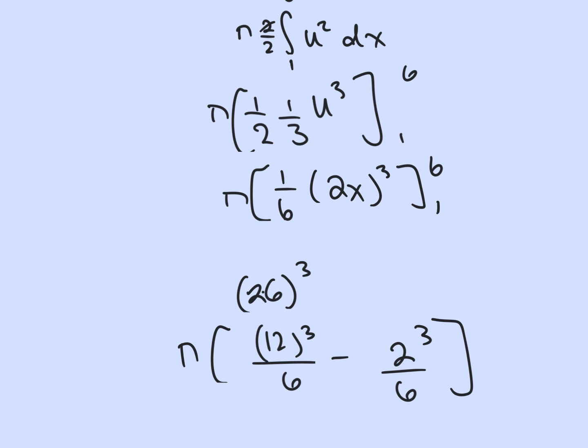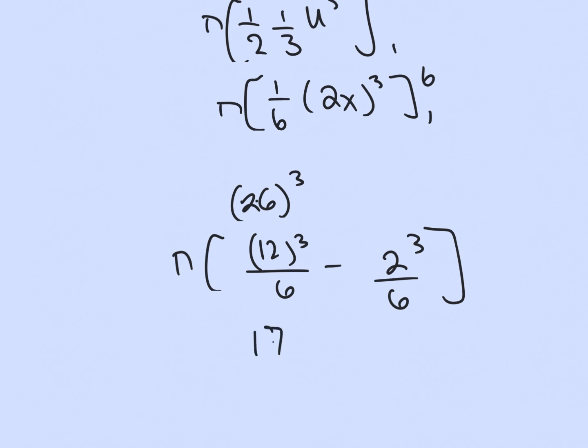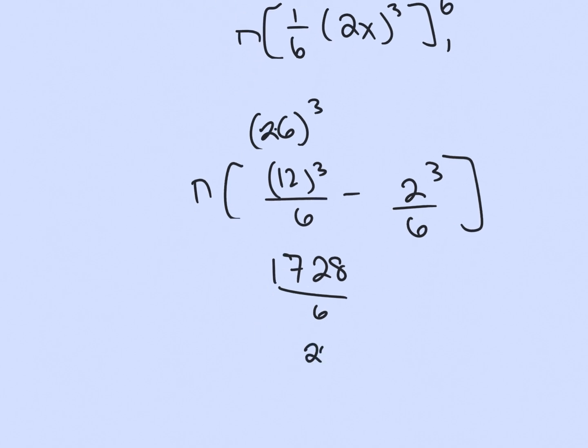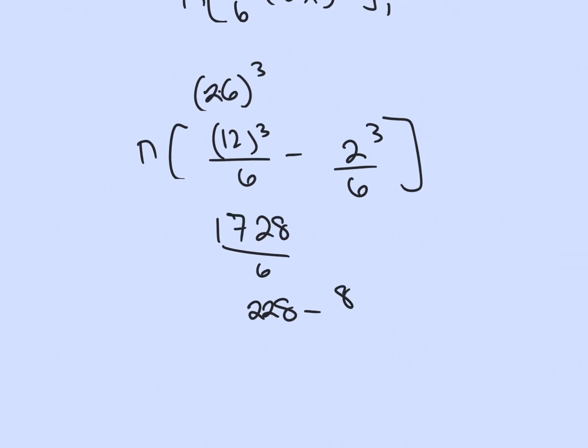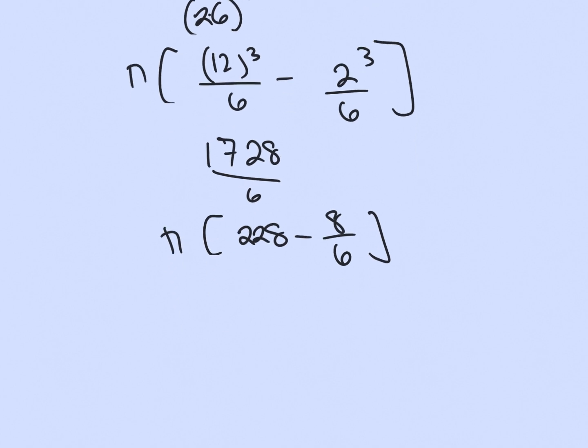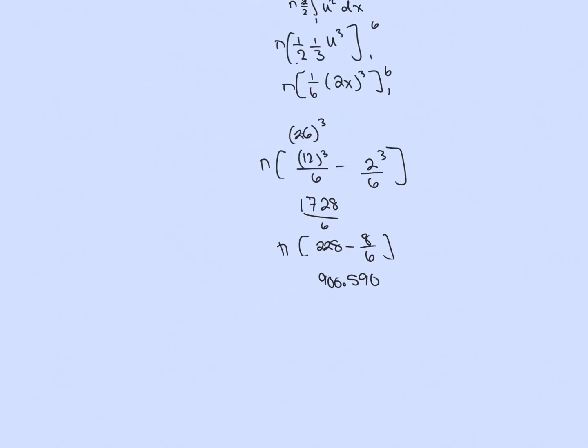So 12 to the third is 1728, divided by 6 is 228, minus 8 divided by 6, times pi. So I'm going to do minus 8 divided by 6 times pi. We get 900.58590 with rounding.